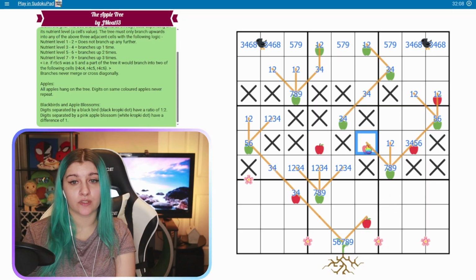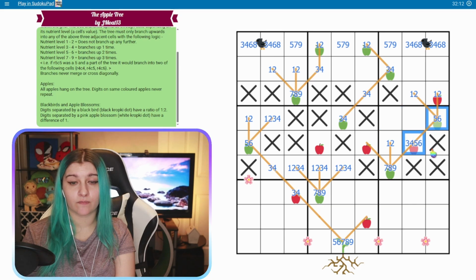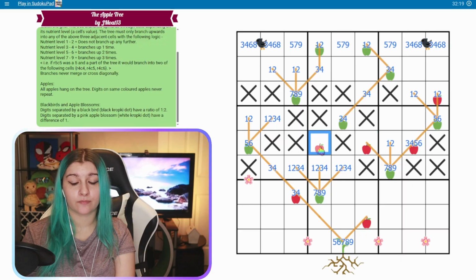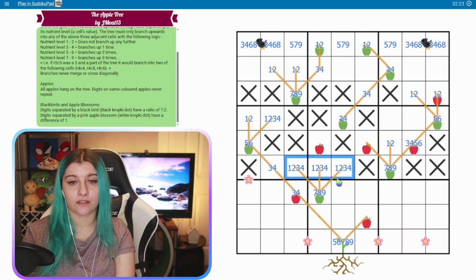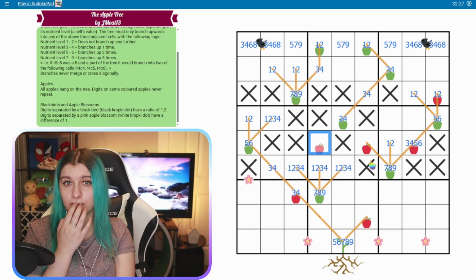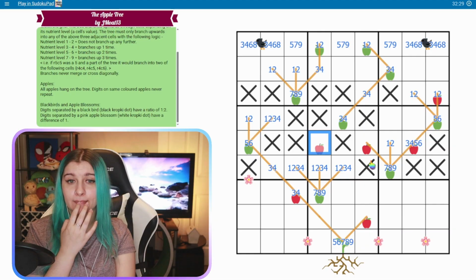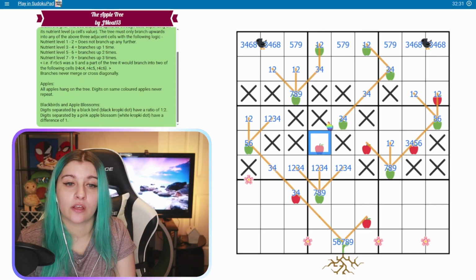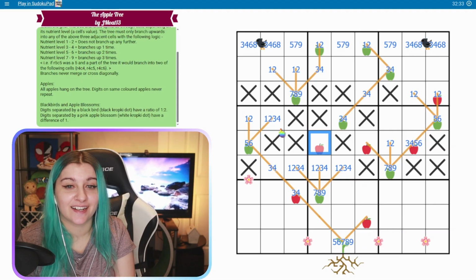This could be 1, 2. This could be 3, 4. This could be 5, 6. What if this is 1, 2? This could be 3, 4. Oh, wait, one of these. Never mind. Obviously, I do have a branch here. I just don't know what this is yet. Gosh, I'm so close. It's right there.